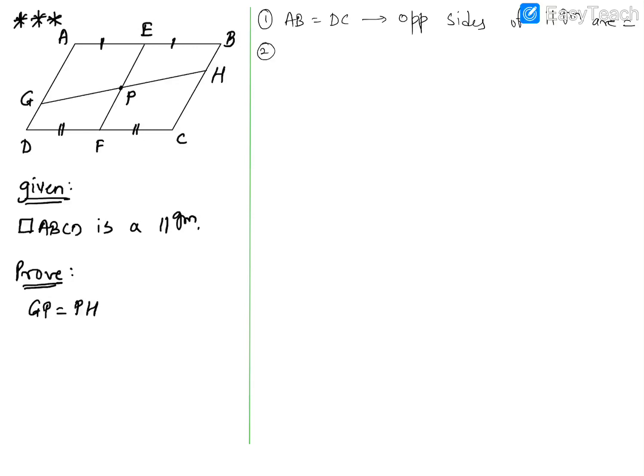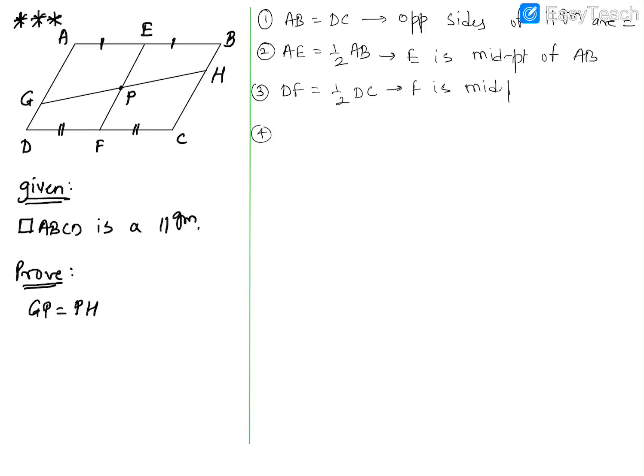Number 2. Now we can say that AE is equal to half of AB. Same way, I can also say DF is equal to half of DC. What will be the reason for this? E is midpoint of AB. And what can I say here? That F is midpoint of DC.